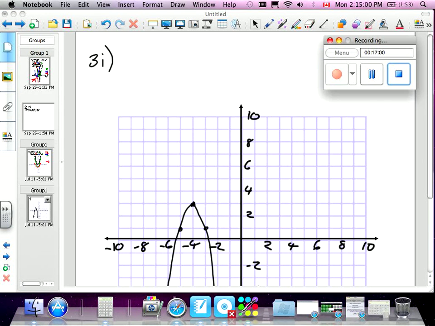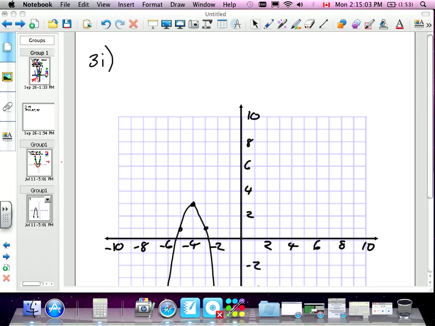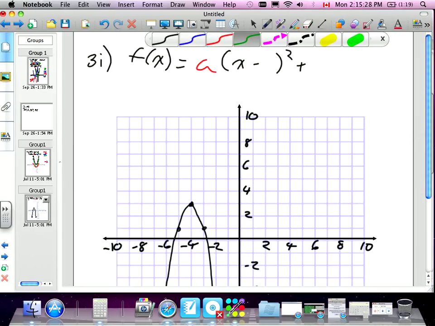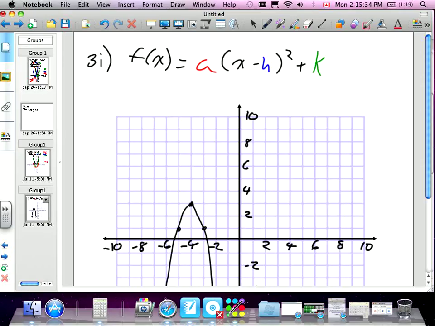Okay, question 3i. They've given you a graph, and they want you to match it to a function of a parabola. So what I'm actually going to do is show you how to create the function instead of guessing. If you remember, f at x is equal to a times x minus h squared plus k. Now, here's a hint for the vertex: your h and k values will tell you exactly where the vertex of the function is going to be.